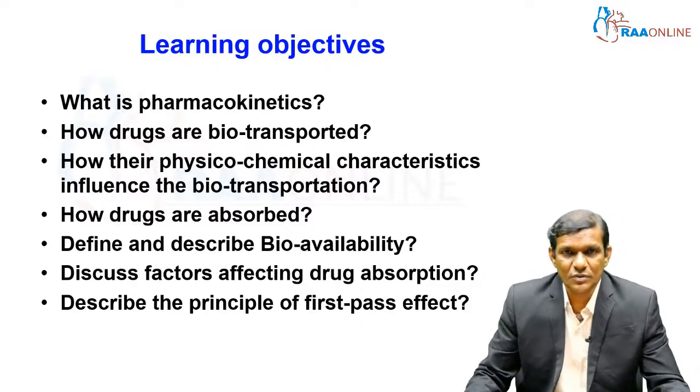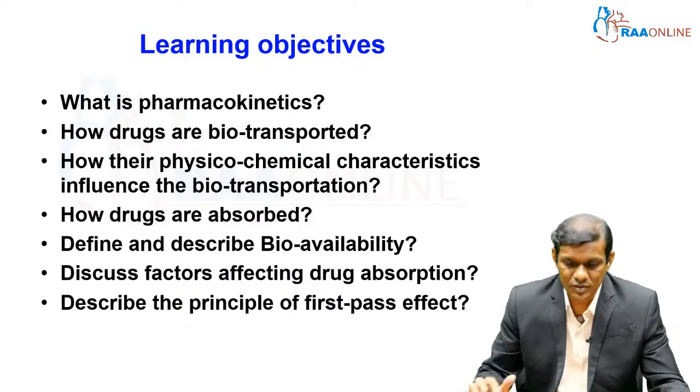Coming to the learning objectives today, we have to see what pharmacokinetics is, how drugs are biotransported, the different transport mechanisms, what physico-chemical characteristics influence biotransportation, and how drugs are absorbed. Coming to the absorption chapter, the most important thing is to define and describe bioavailability. Bioavailability is how much of the drug is biologically available at the site of action, and what factors affect drug absorption. Then finally, the concept of first pass metabolism or effect. So today we are going to see all these things.